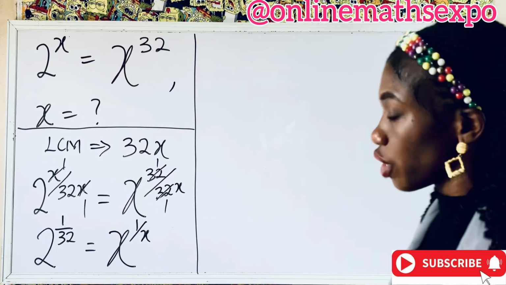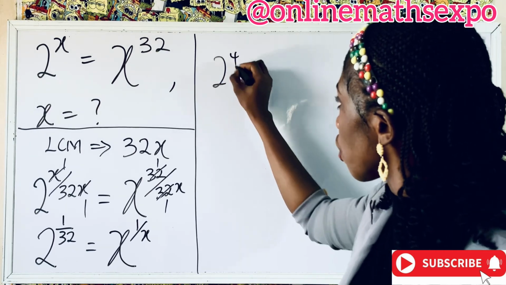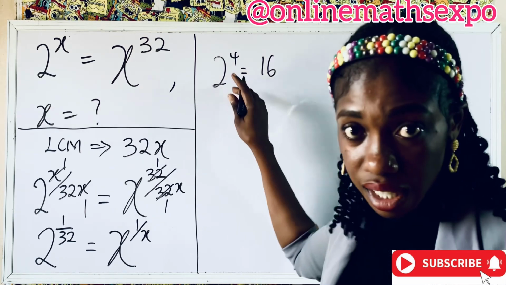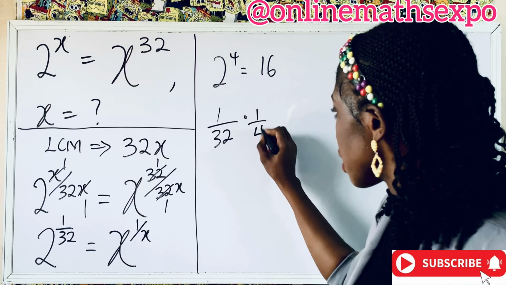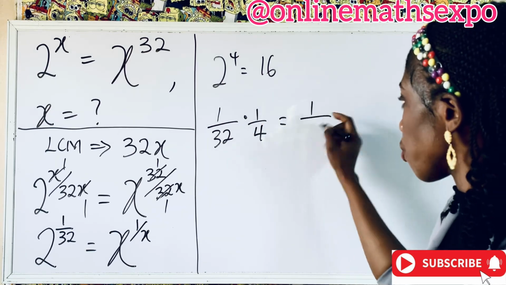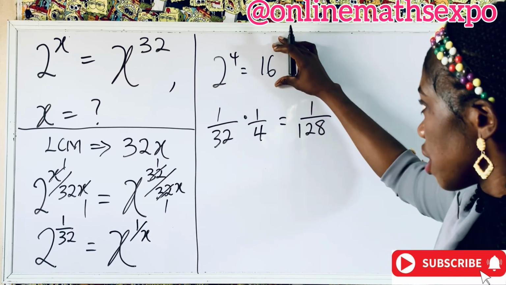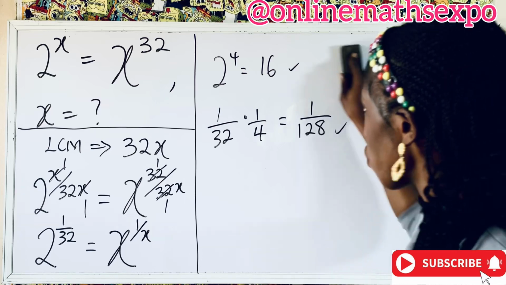So what do you do next? You can also try 2 to the power of 4. This will give us 16, 2 four times is 16. Now, what of 1 over 32 multiplied by this? What will it give us? You're going to have 1 over 128. You see, the base is this, the power is this. They are not the same yet. So it means this does not work out.